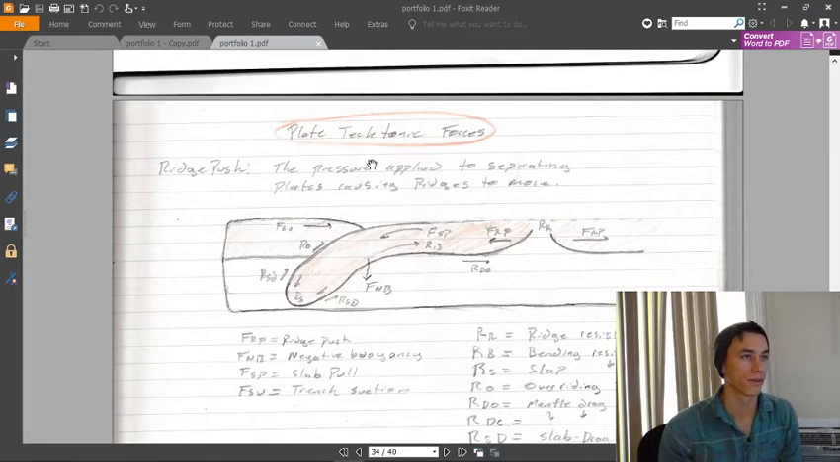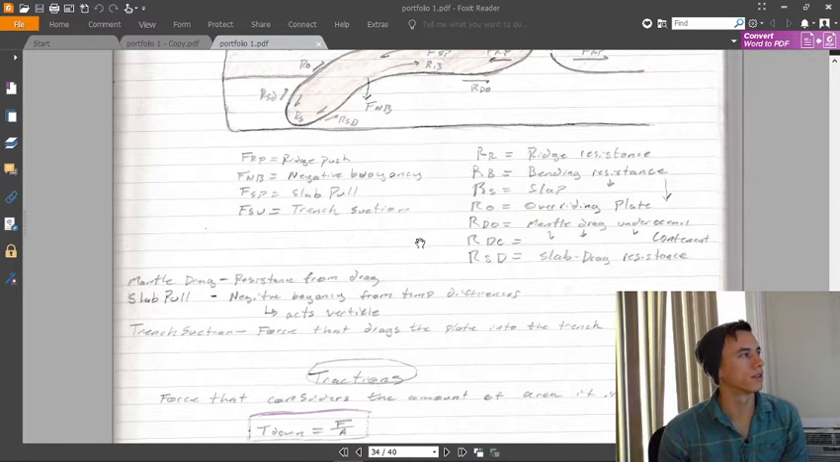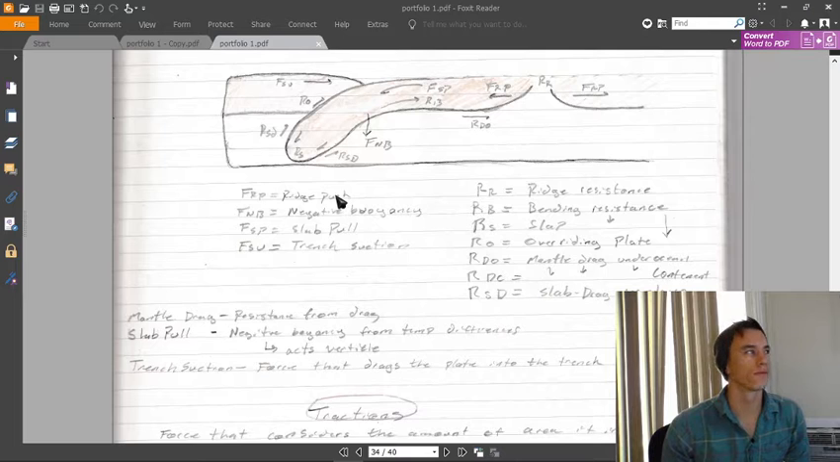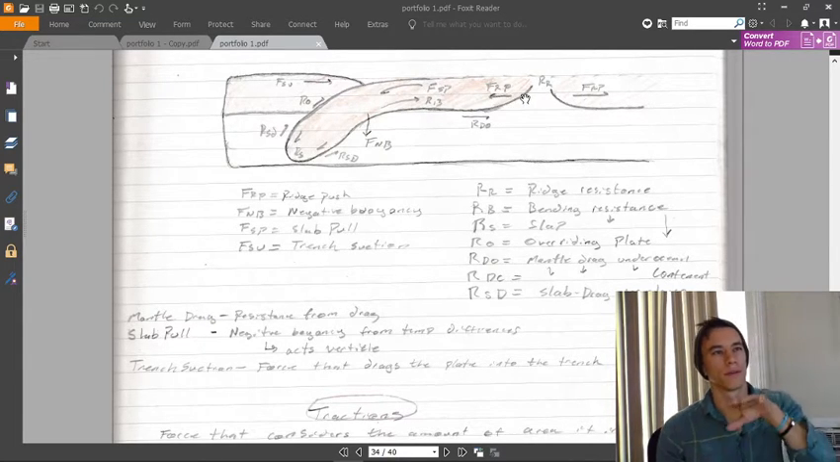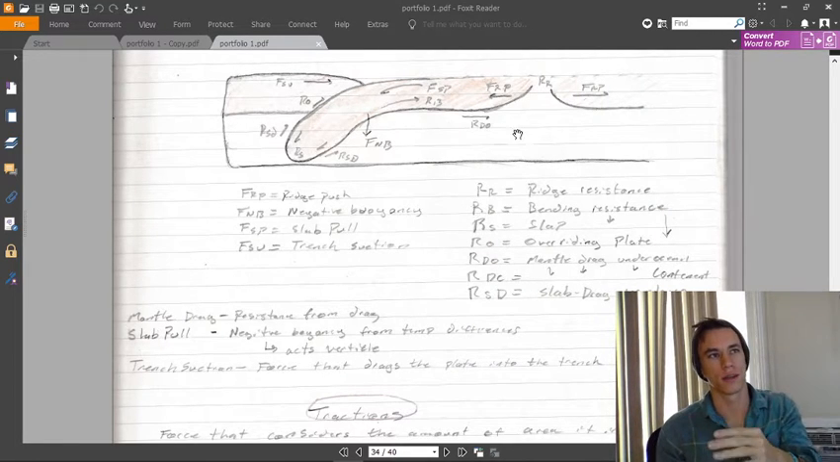So plate tectonic forces, the pressure applied to separating plates. This is a good view of it, depending on where you're at in this diagram. This is the ridge pushing against it, so the ridge resistance of it, and this is the ridge push. So this is the amount of force going that direction, and this is the amount of force that's resisting that push.